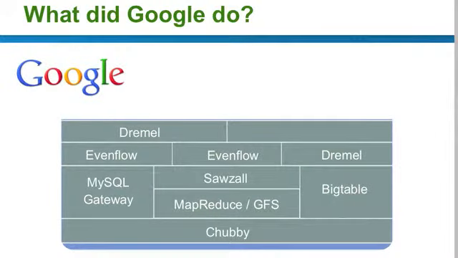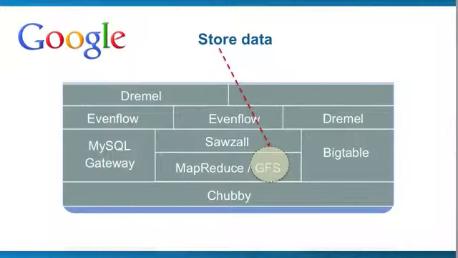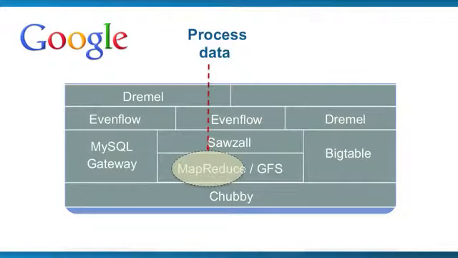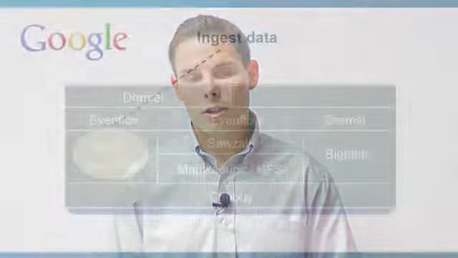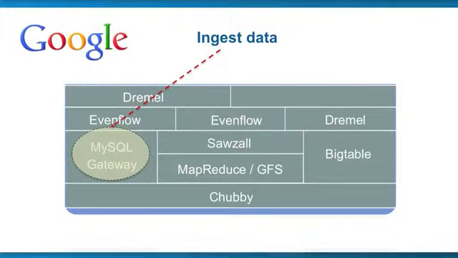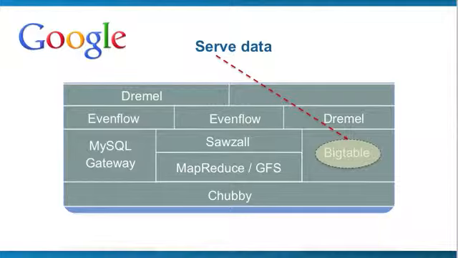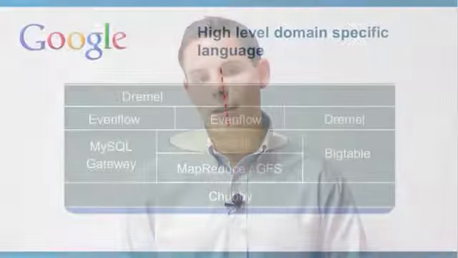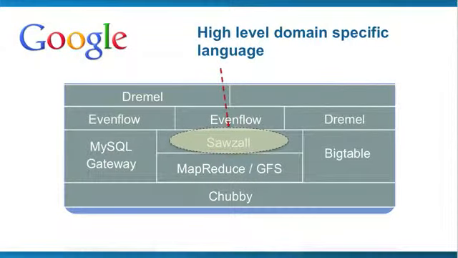So how did Google start really building MapReduce, GFS and the tools around it? Well, they started with GFS and MapReduce to store and process large amounts of data. Then they built a MySQL gateway for ingesting data into their MapReduce cluster. They created Bigtable, which is able to serve data in massive amounts. Then they created Sawzall, which is a high-level domain-specific language to access MapReduce in their cluster.